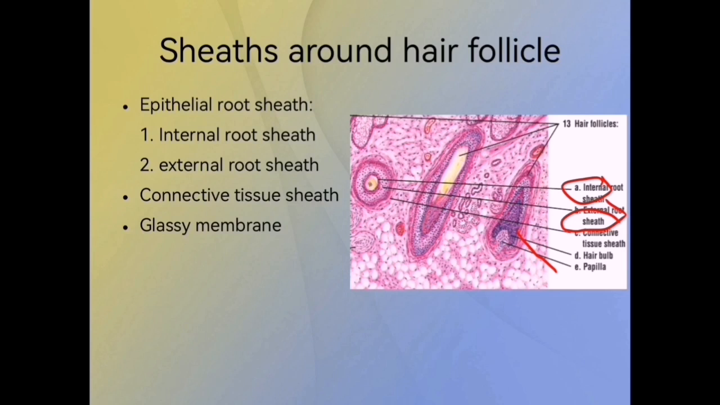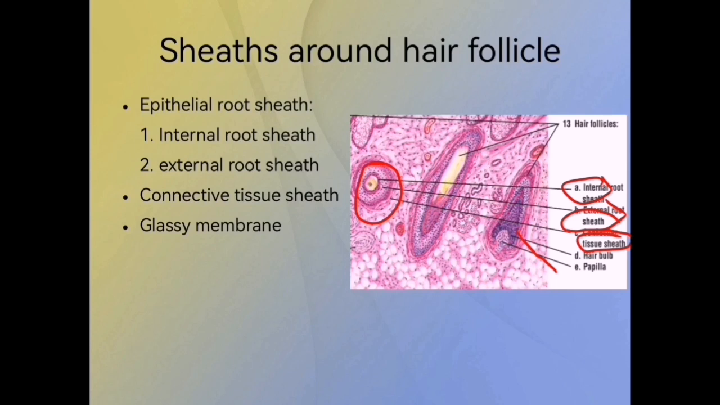Then exterior to the external root sheath, we find a connective tissue sheath, this one. This connective tissue sheath is the most exterior sheath surrounding the hair follicle, and it's made up of connective tissue derived from the dermis.